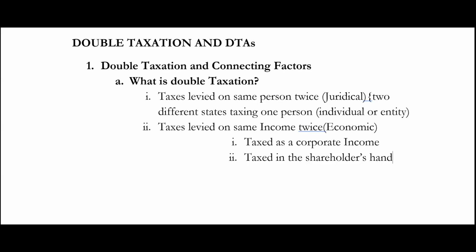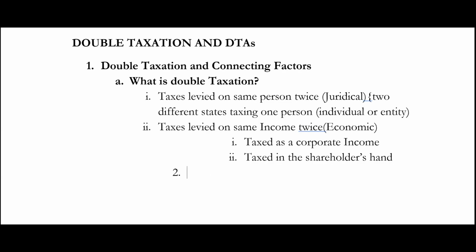So double taxation is when an income is taxed twice, either by two countries or by the same country but in different hands. Okay, I like that. So when it's taxed by two different countries, we call it what? Juridical, on the same person. And when it's taxed in two different hands, we call it economic. Thank you.